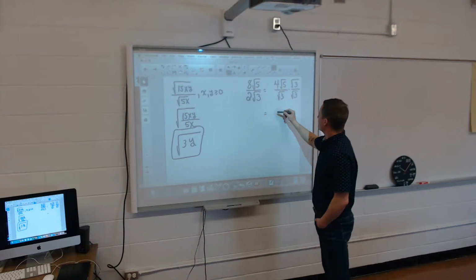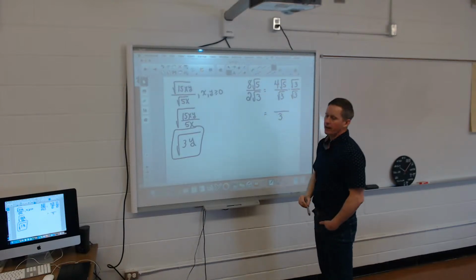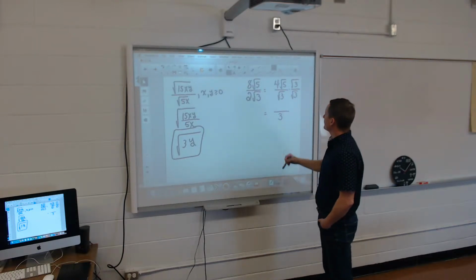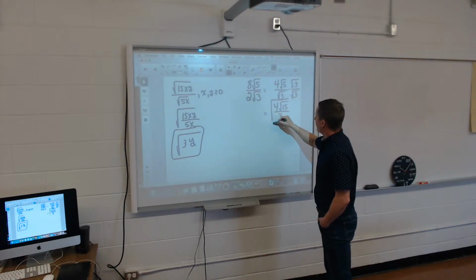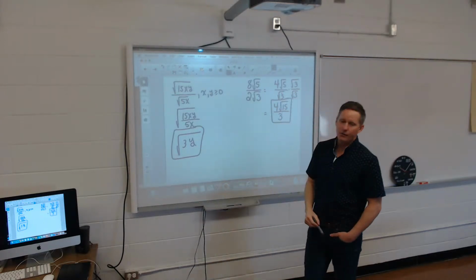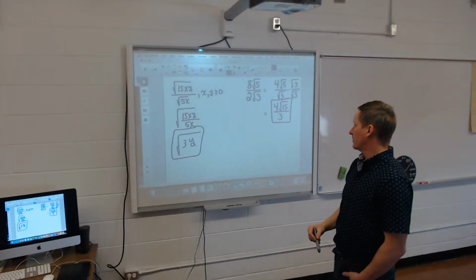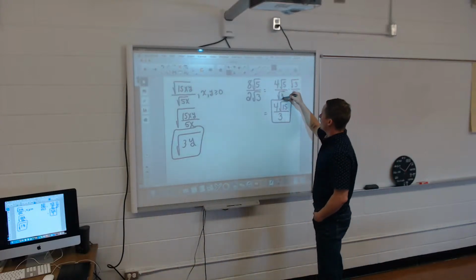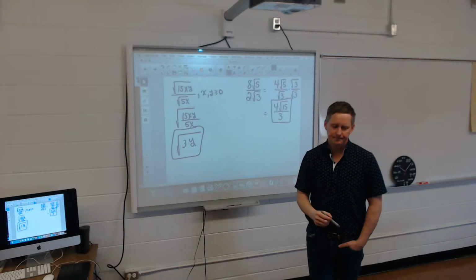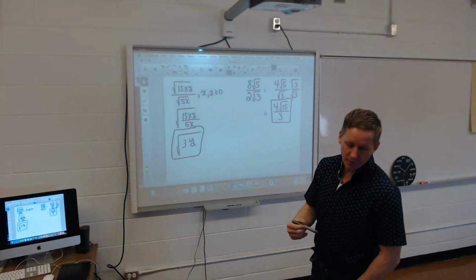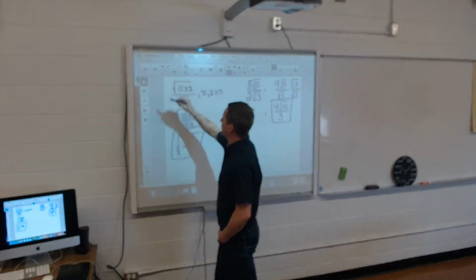So root 3 times root 3 is square root 9, which is 3. And 4, and root 5 times root 3 is root 15. That's how you want your final answer to look, in which you don't have a square root on the bottom of that fraction. So I have 4 root 15 over 3. Okay? This is what we call rationalizing the denominator.